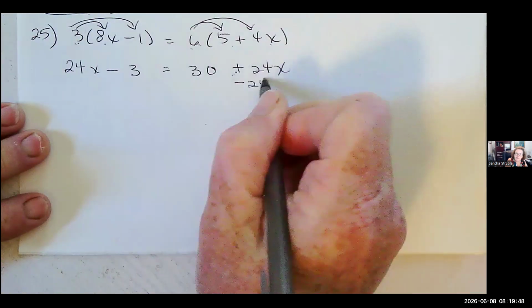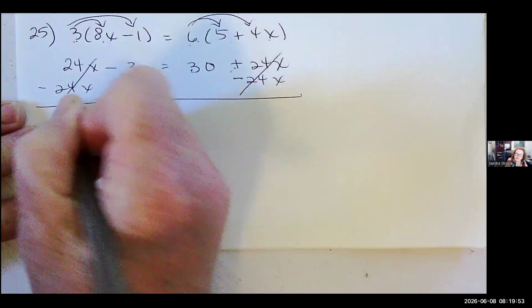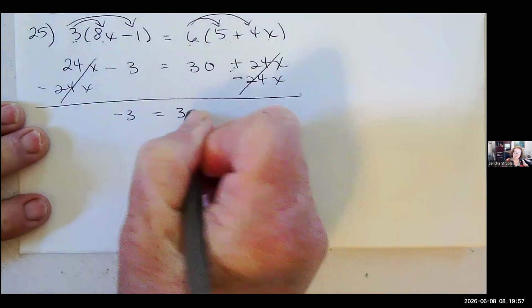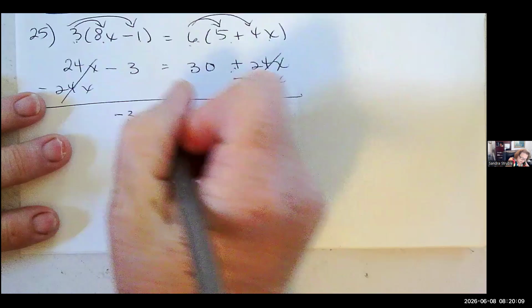What happens here? It's gone, but it's also gone over here. Now you're left with -3 equals 30. That's all you have to do. Is this true or false? This is the only thing you have to worry about with this, is whether this is true or false. And because this is false, this is a no solution.